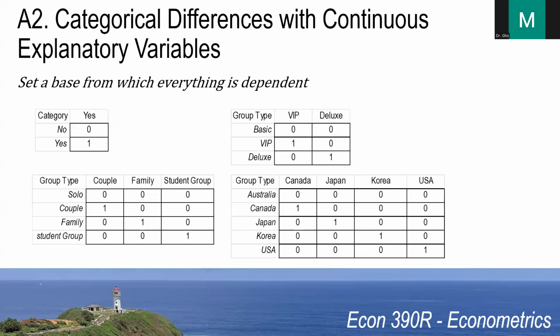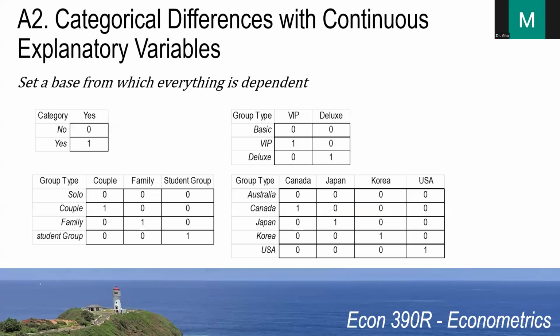You always have n minus 1 columns, however many category types n you have, because your base is going to be all zeros, and you have a 1 for one specific thing somewhere in there. So that's a group type. That's for basic, VIP, deluxe.